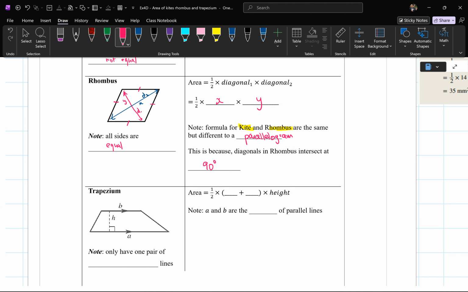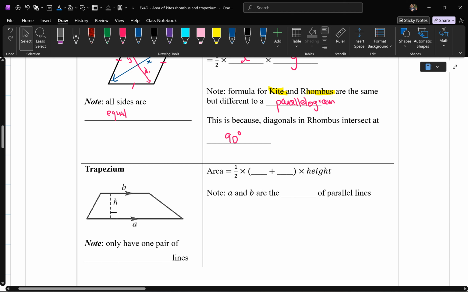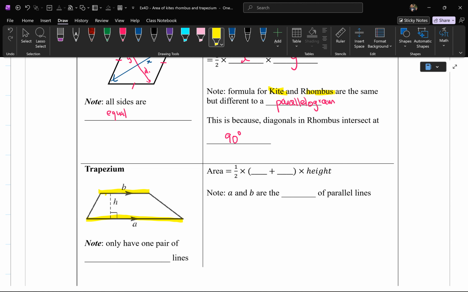And your last one for today, trapezium. How do you know if you've got a trapezium? It's based on these two lines. What are these two lines called? Parallel. The trapezium is the only four-sided shape that has one pair of parallel lines. You see, a square has two. See, that's one pair and then two pairs.